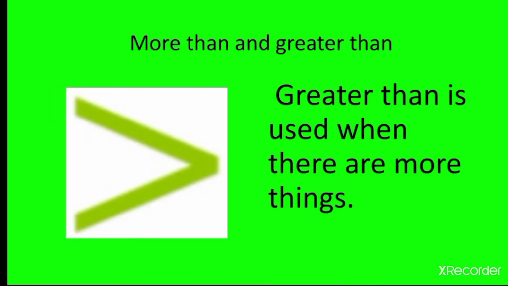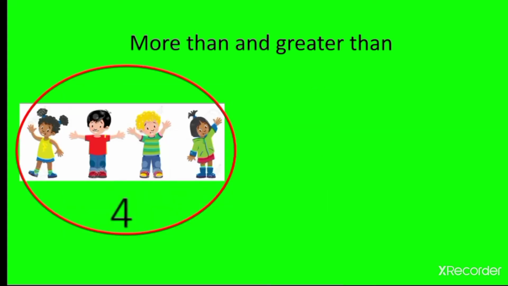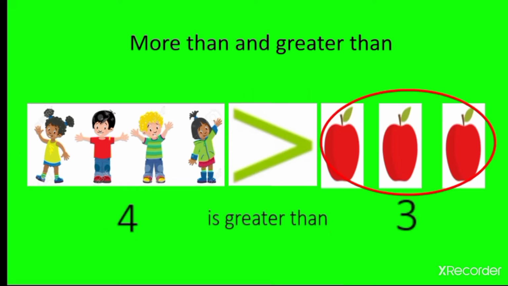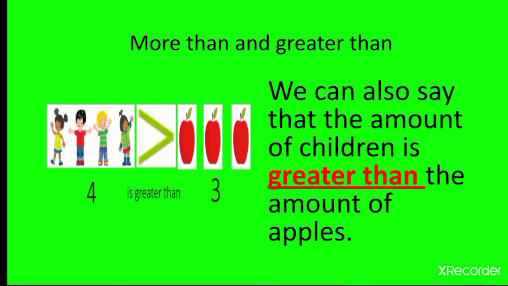Last time we looked at more than and greater than. Greater than is used when there are more things. So 4 is greater than 3. So you can also say that the amount of children is greater than the amount of apples.